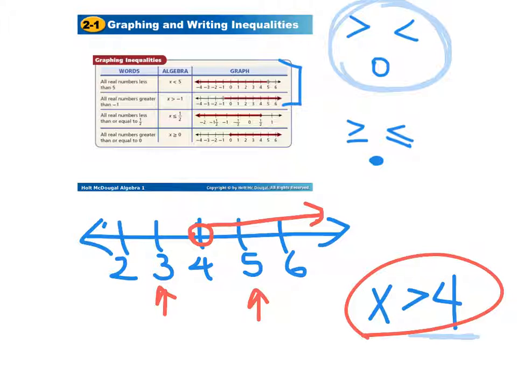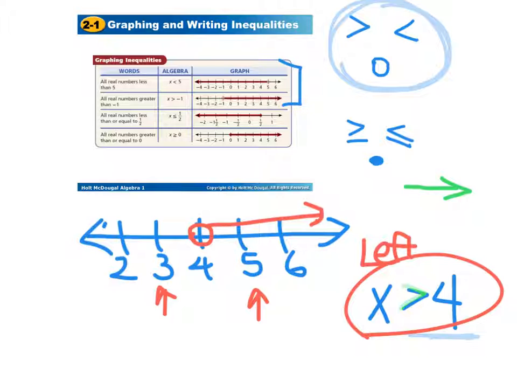Now, a little hint or a little trick, if your variable is on the left side, think of this inequality symbol, this greater than symbol, as being your arrow. So here's the greater than, and that's pointing the direction of the arrow. It only works when the letter's on the left.